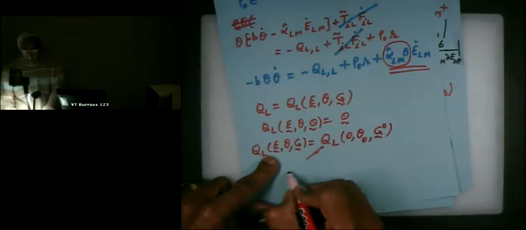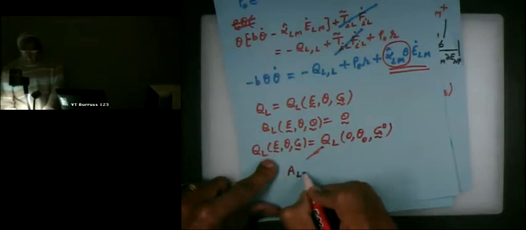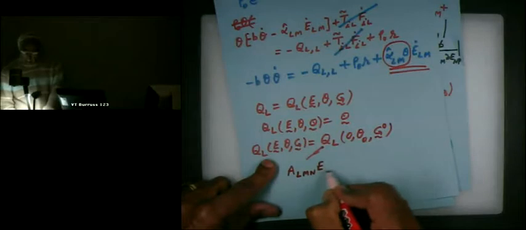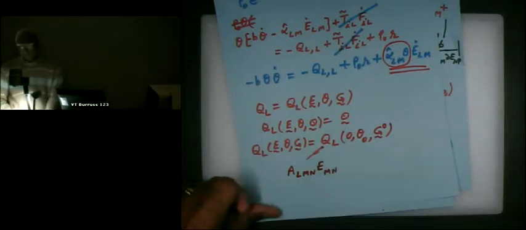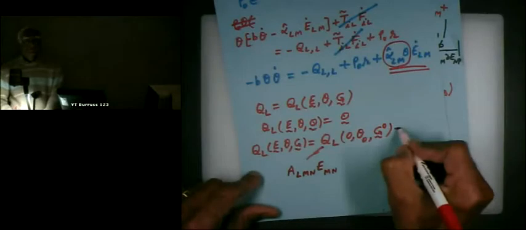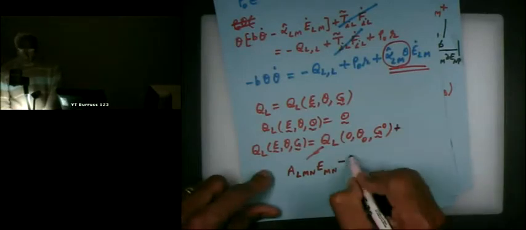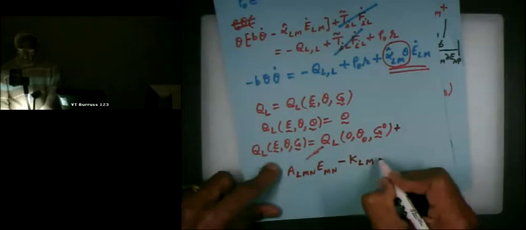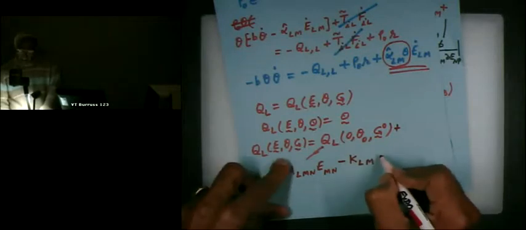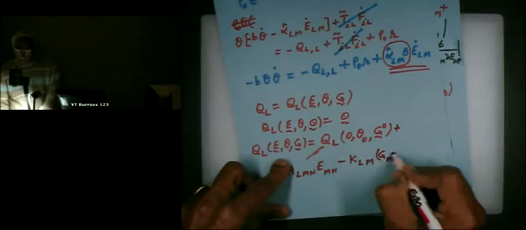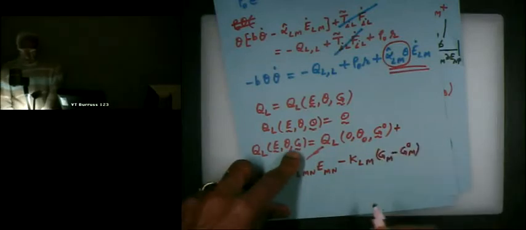And if we take the next one, we are going to expand in terms of, say, E now. So we will get plus or minus, that is your choice. So this is A_LMN E_MN. Say plus. It's a common convention to put minus here. So it's K_LM (G_M minus G_M0). So that's expanding in terms of G. And then let's expand in terms of temperature change. So that's B_L (theta minus theta 0).